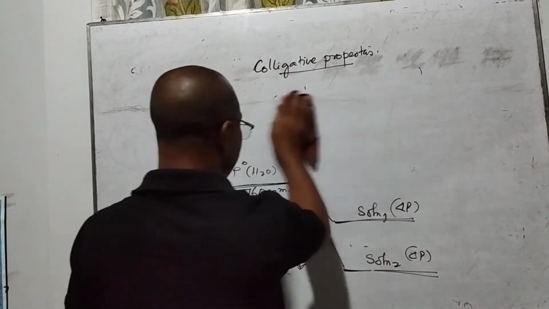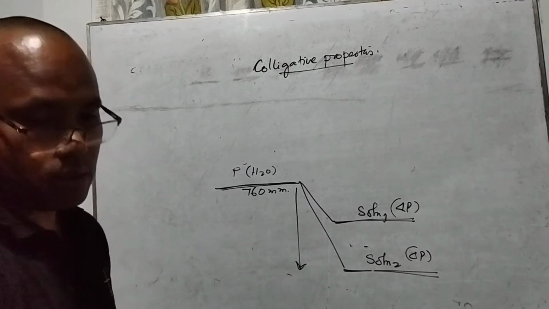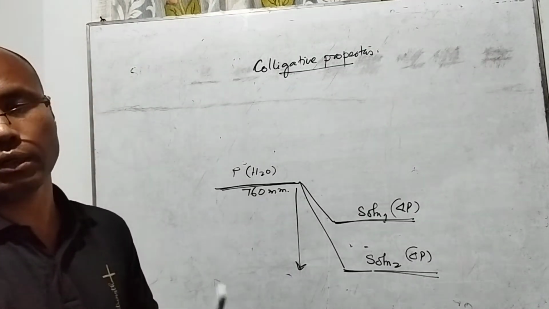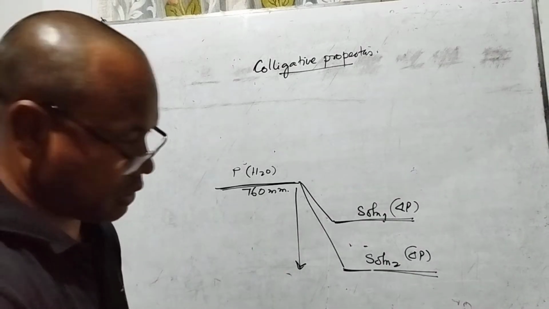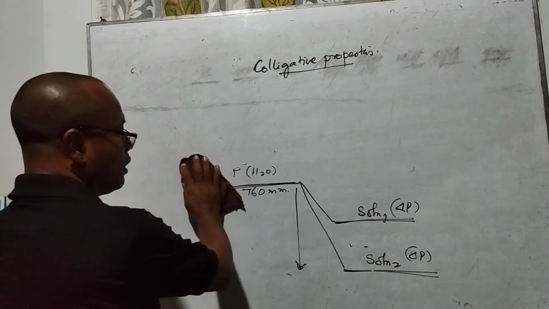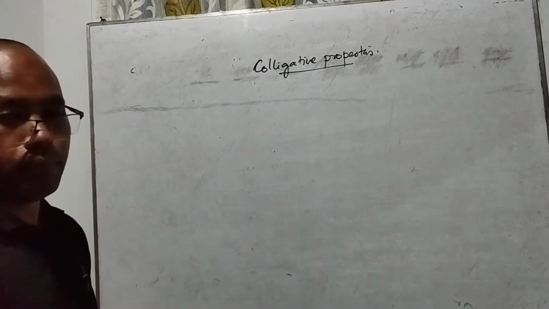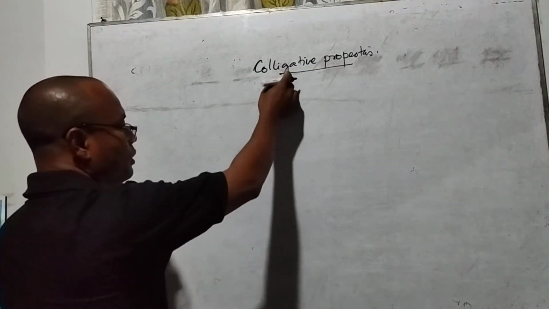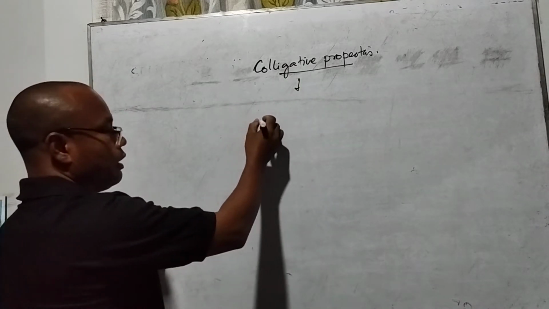So this lowering of vapor pressure is the property of the solution, right? This lowering of vapor pressure is also one of the very important properties of our solution. As we mentioned, lowering of vapor pressure always depends on the amount of the solute we added, right? Now here, this lowering of vapor pressure we can express in relative form.